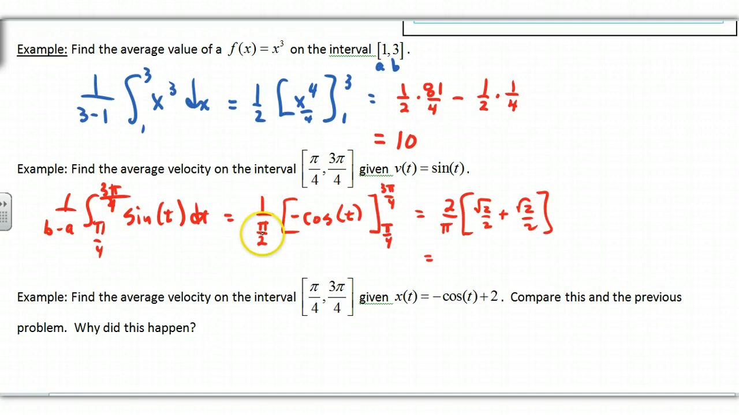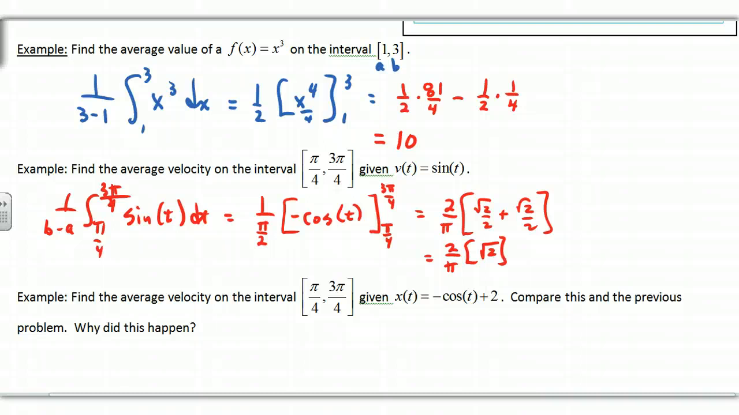So 1 over b minus a is 1 over pi over 2 when you take the subtraction of those two. And then the reciprocal would give me 2 over pi. Antiderivative of sine of t is negative cosine of t. Plug in 3 pi over 4, I get negative square root of 2 over 2. That makes it positive. So I get 2 positives after plugging those two in. And then half of these plus half of these makes a whole one of those. So this is just 2 over pi, and inside the bracket, I just get square root of 2. All right? So that's just 2 square root of 2 all over pi. That would be my average velocity on this interval of my function.